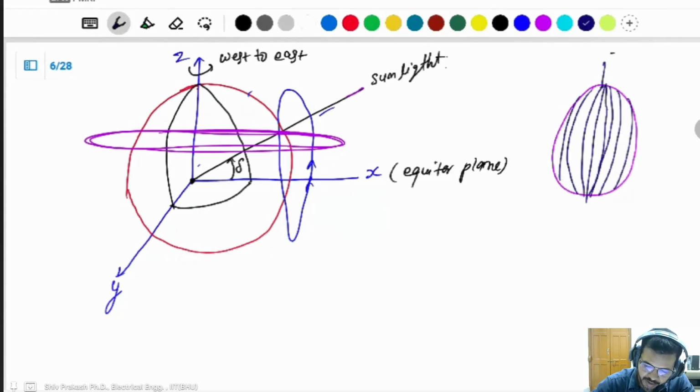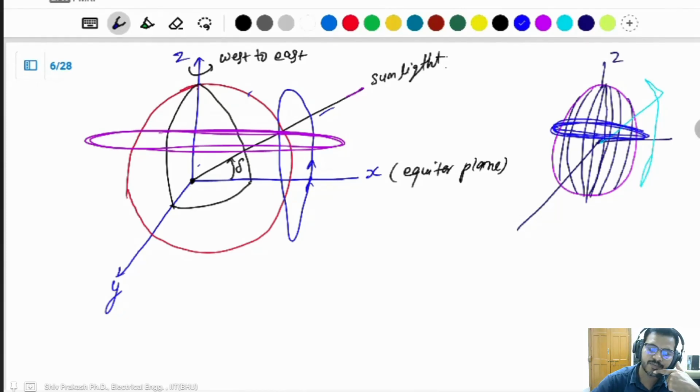This point is Z, the equator point. Why? Insolation varies from here to here, and the watt hour varies from here to here, because the sunlight is going from east to west, and because the earth is rotating from west to east.